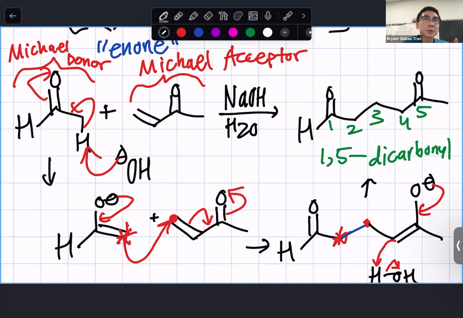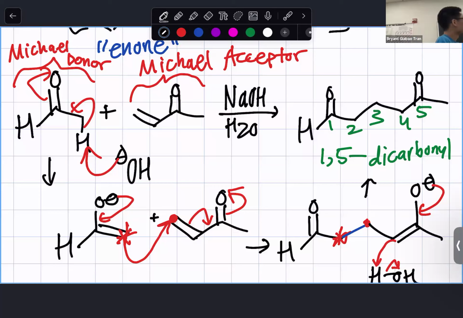The similarity between Michael addition and aldol condensation or dehydration is that the nucleophile is an enolate ion. The difference between aldol condensation and Michael addition is the electrophile. The electrophile for aldol is a carbonyl, like the carbonyl carbon of an aldehyde or ketone. The electrophile of a Michael addition is the beta carbon of an enone. Yeah, that's the difference between aldol and Michael.